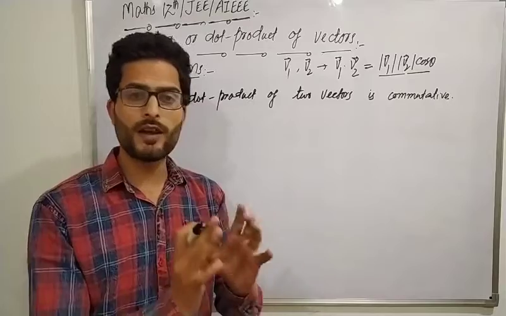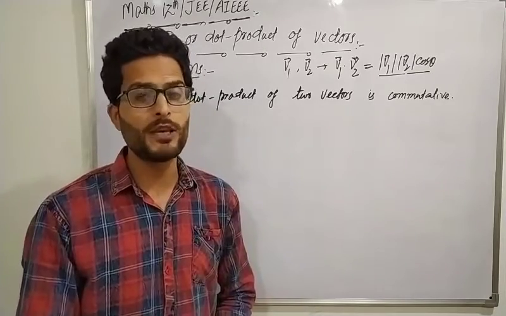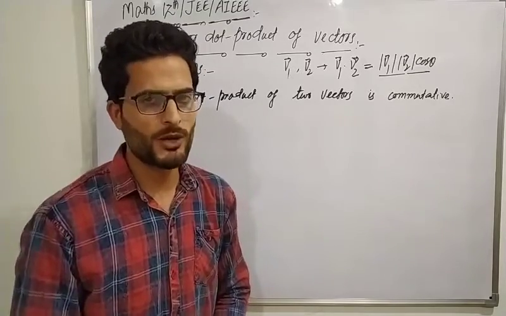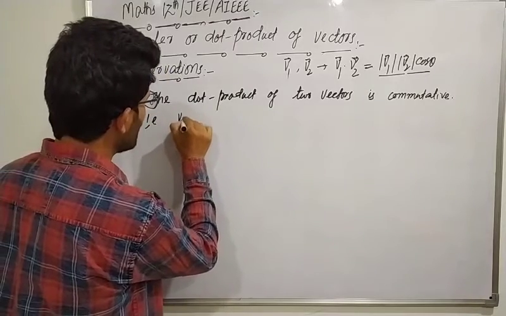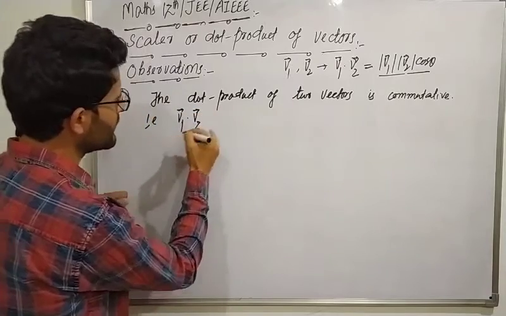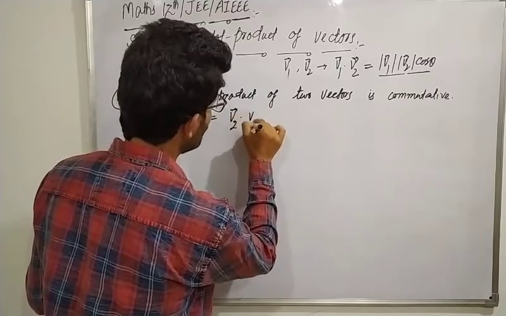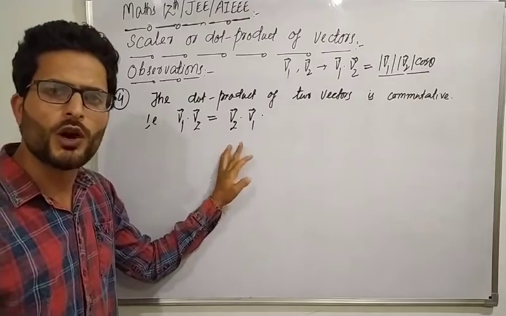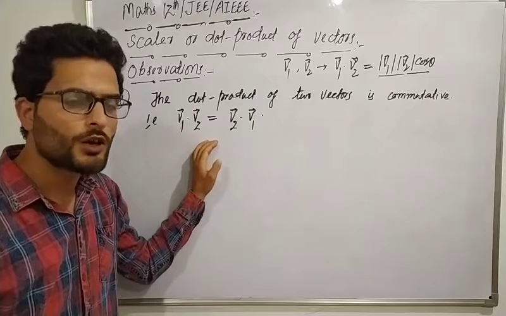Commutative means if v1 and v2 are two proper vectors, then v1 dot v2 must be equal to v2 dot v1. They are commuting their places under the operation of dot product. तो इसका मतलब, if v1 and v2 are two proper vectors, then v1 dot v2 must be equal to v2 dot v1. That is, the dot product of two vectors is always commutative.